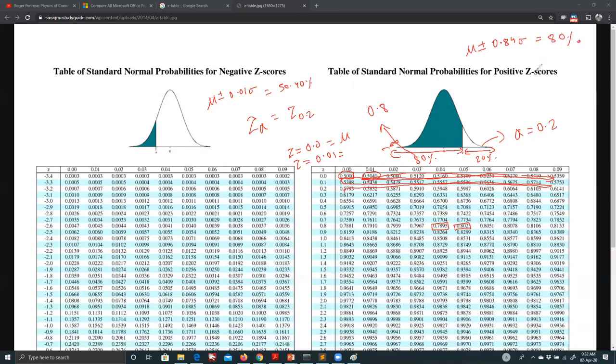So now, if someone asks what is Z 0.2, how do I know that the value is 0.84? Okay, don't worry. Again, let's do it again.